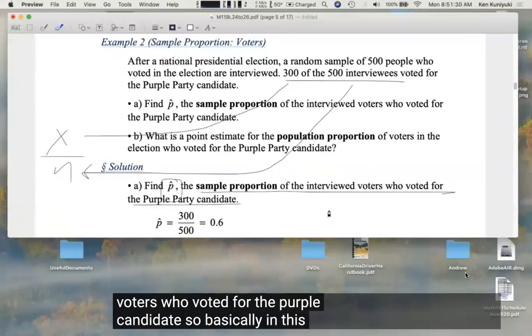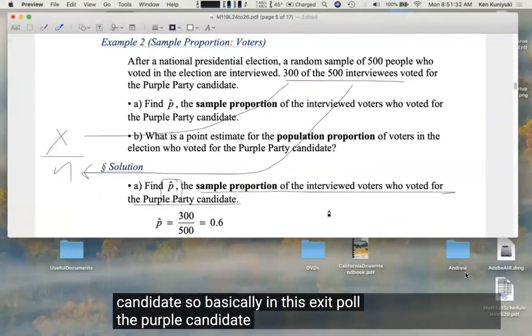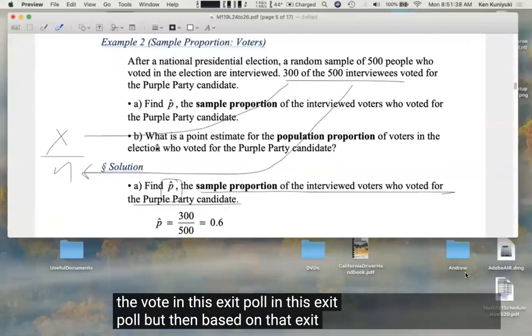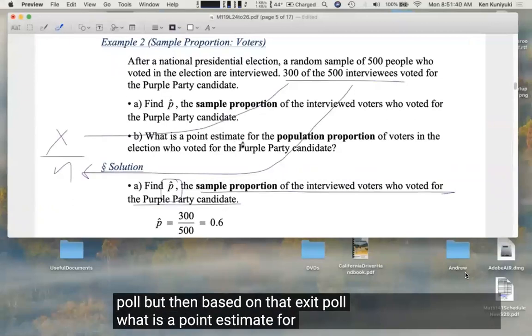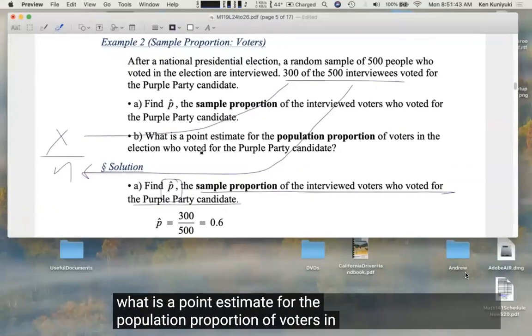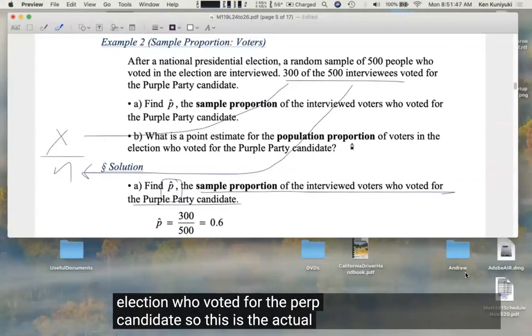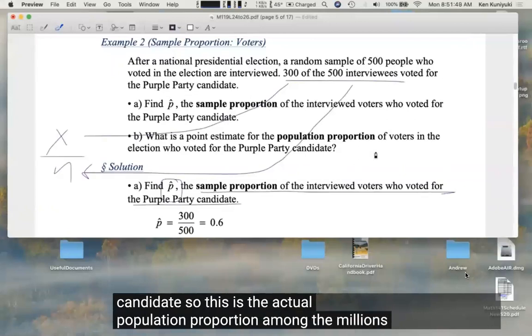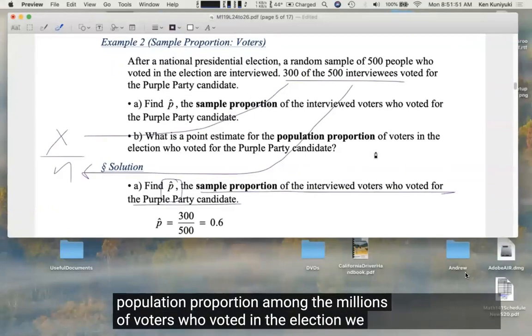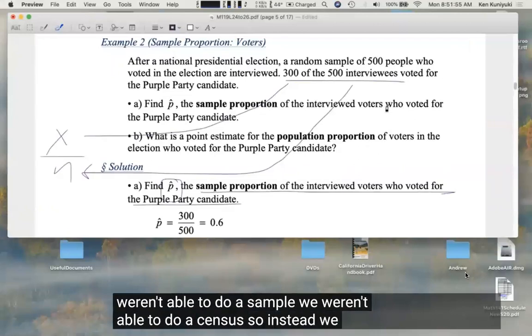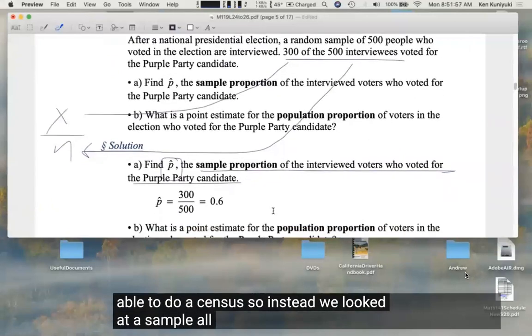So basically, in this exit poll, the Purple candidate is getting 60% of the vote. But then, based on that exit poll, what is a point estimate for the population proportion of voters in the election who voted for the Purple candidate? So this is the actual population proportion among the millions of voters who voted in the election. We weren't able to do a census, so instead we looked at a sample. All right.